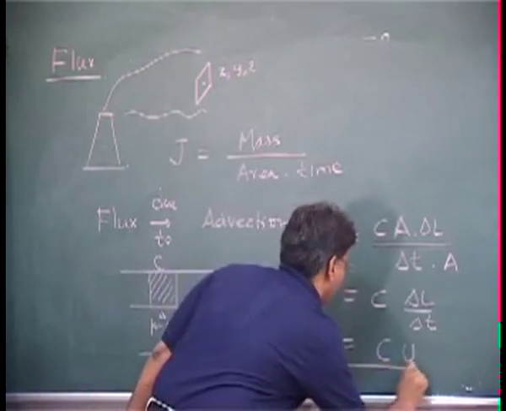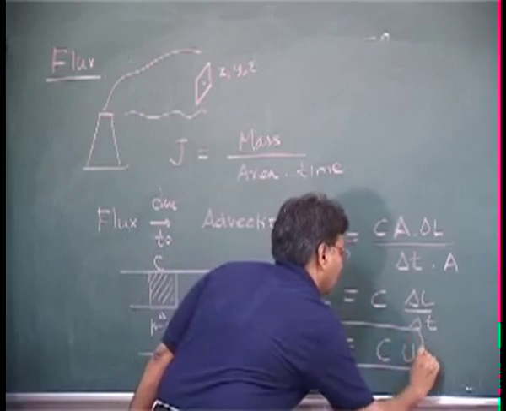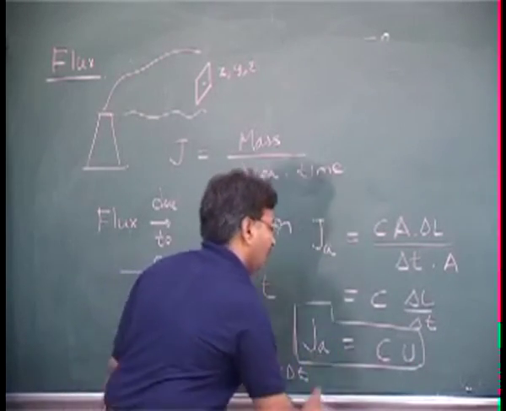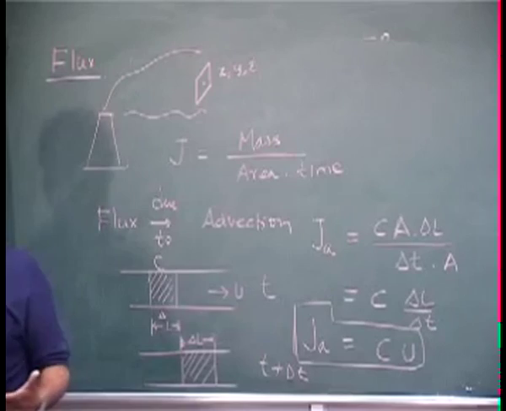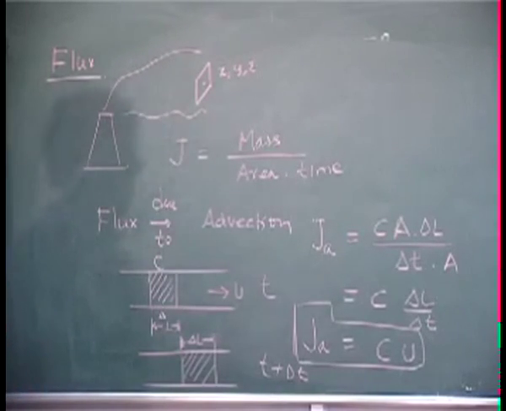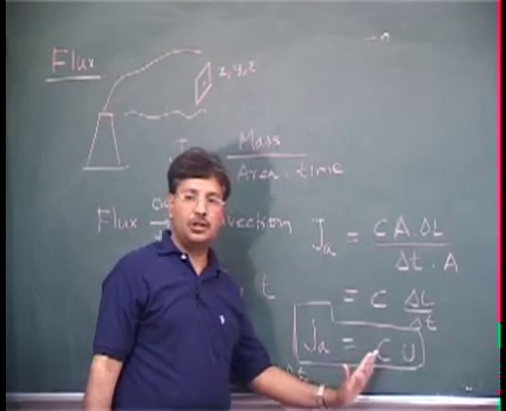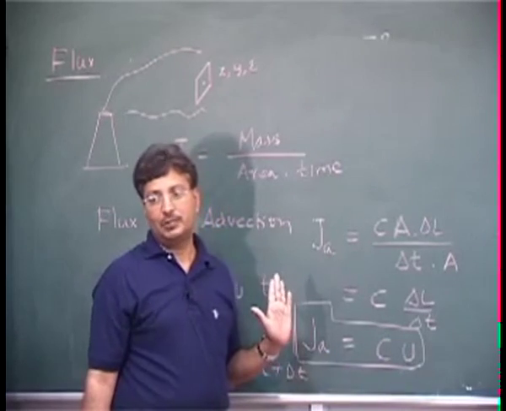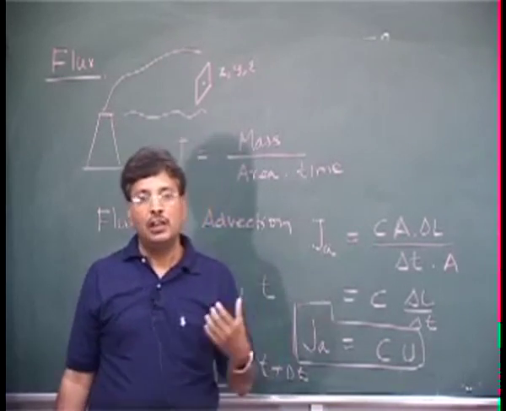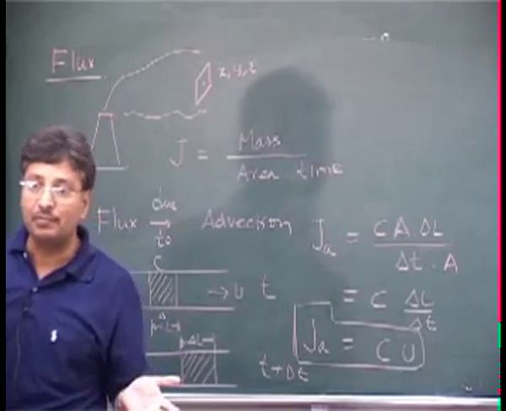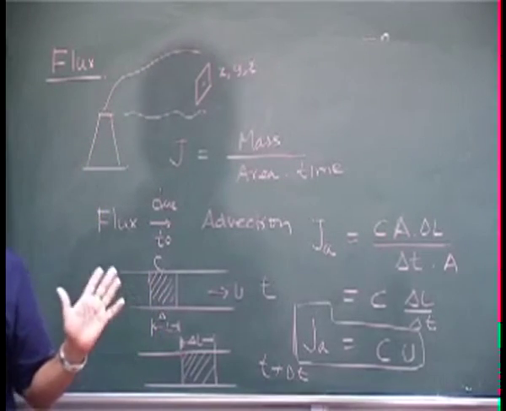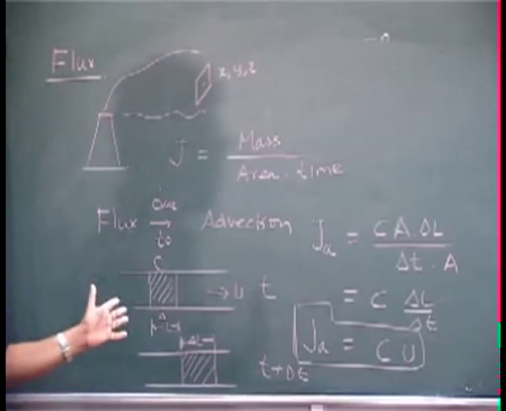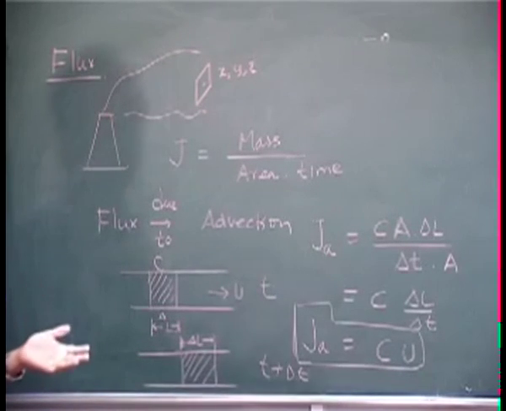So this is the one piece of information that we need to remember, because we will be using it sometimes. Flux due to advection is the mean concentration times the mean speed. If C is changing with respect to time, things will be different; then we have to have the derivatives. If U is changing with respect to time, then things will be different.